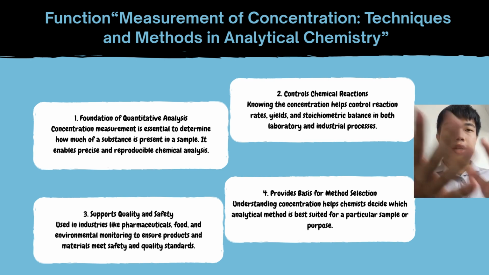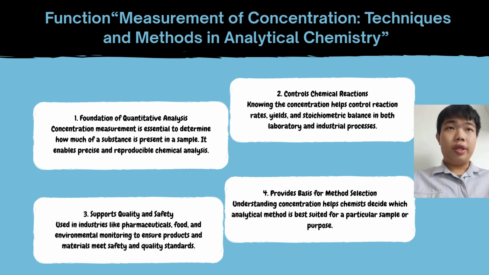So today I will explain the function of concentration measurement in analytical chemistry. Concentration measurement tells us how much of a substance is present in a sample. It is the foundation of quantitative analysis, allowing chemists to get accurate and repeatable results. It also helps control chemical reaction. By knowing concentration, you can adjust reaction rate and ensure the correct ratio for reactant and product.